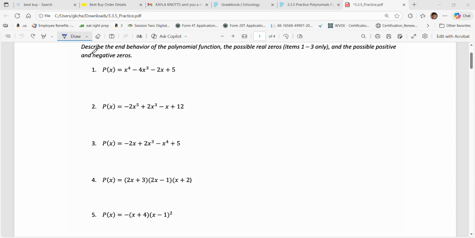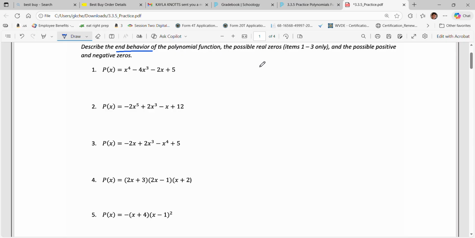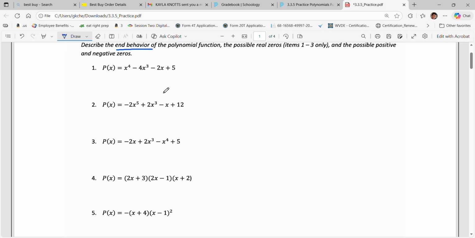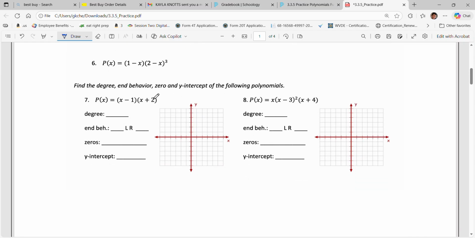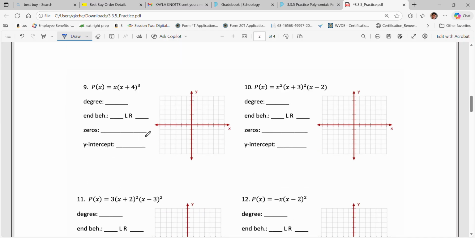Okay, so I'm going to go over a few of the problems on this assignment. First off, describe the end behavior of the polynomial function, and then the possible zeros and the possible positive and negative zeros. So the main thing here I want to start off with is just what is this end behavior thing? Because you kind of need to know what that is and how to find that for obviously these and then for these graphs later on.